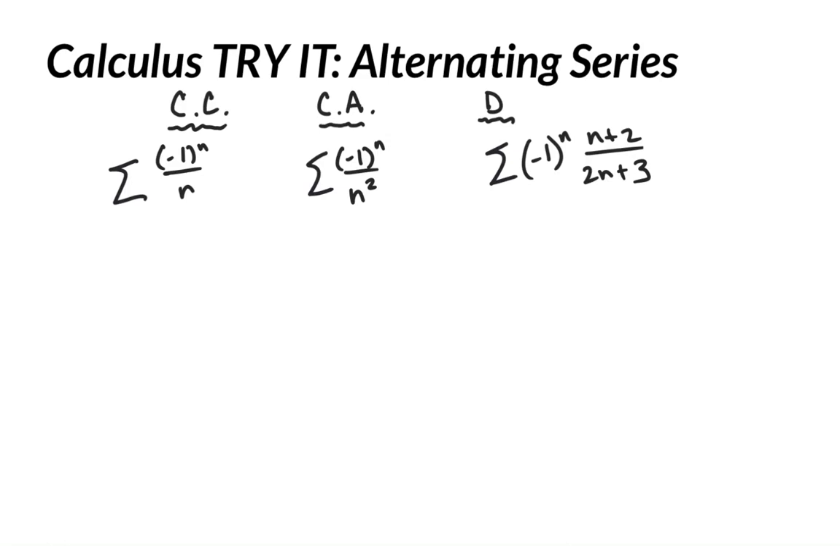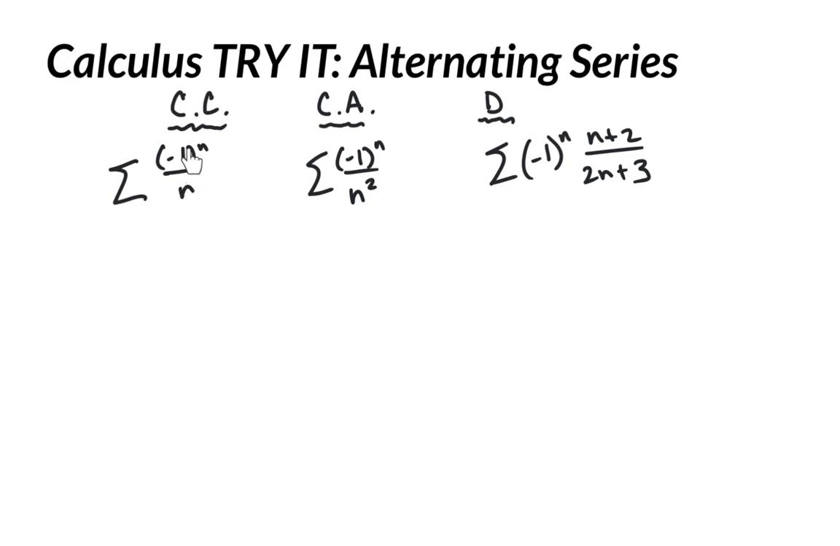I want to talk about the alternating series test to decide if something is convergent. I will link at the end of this video a couple more in-depth explanations of this. This is, again, just one of my try it series, so this is a quick overview.